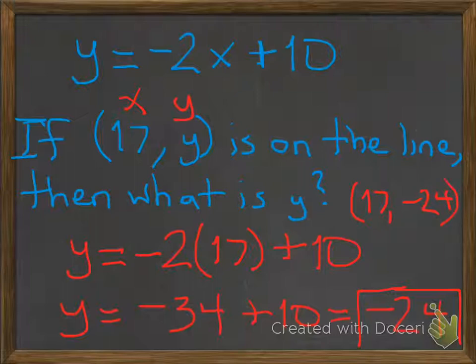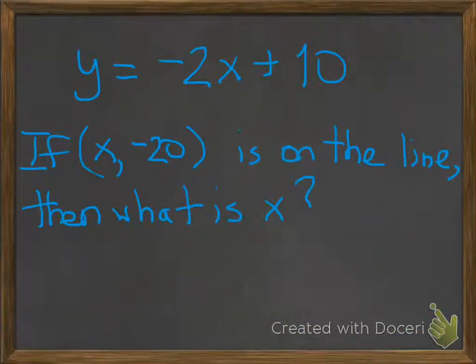Okay? Now let's reverse it and say we don't have the x. With this problem, y equals negative 2x plus 10 is our original equation, and this time we have (x, negative 20). So we're going to replace the y this time because we have the y, and this is our x. So we're going to replace the y with negative 20. So it's going to be negative 20 equals negative 2x plus 10.